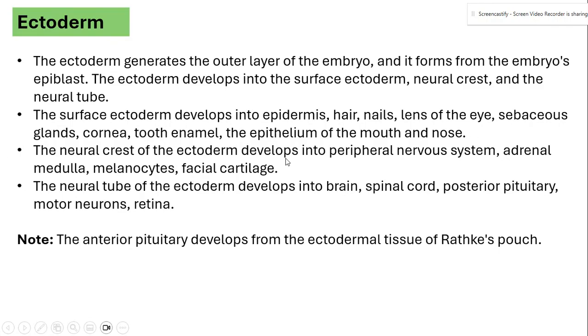The neural crest of the ectoderm develops into the PNS, the peripheral nervous system. Adrenal. Central nervous system is the brain and your spinal cord. Everything else is peripheral.